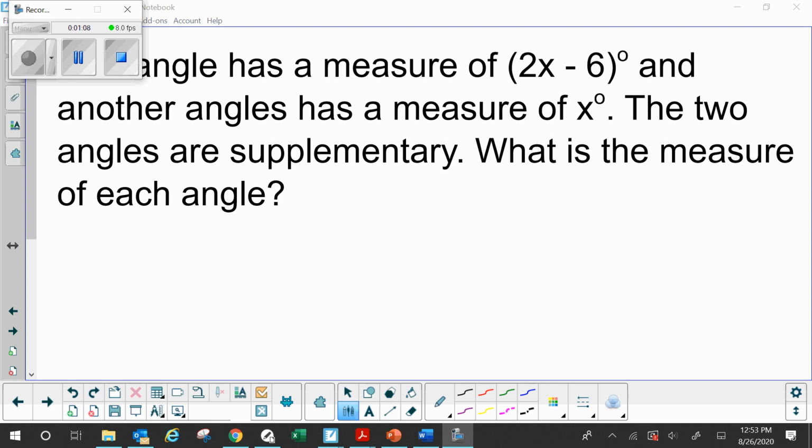One angle has a measure of 2x minus 6, and another angle has a measure of x. The two angles are supplementary. What is the measure of each angle? So they add to what? They add to 180 degrees. So we're going to have 2x minus 6 plus x. So the two added together equal 180.